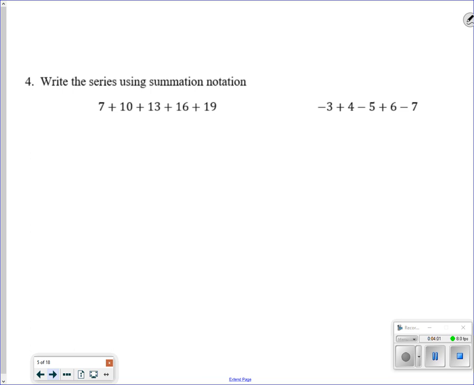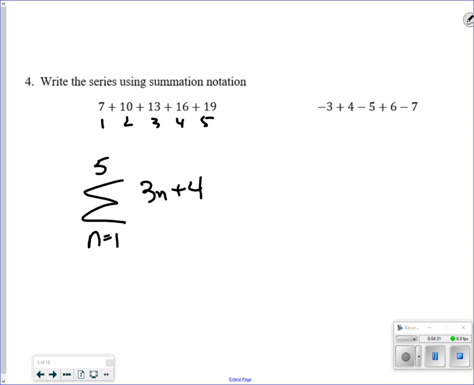Now we're going to do summation notation. Here's what that means. There are 1, 2, 3, 4, 5 terms, so summation notation from n equals 1 to 5. There are 5 terms, and now I have to actually write the rule. What's happening each time? It looks like they're adding 3 every single time. So 3n plus 4. Would that work for each one of those? Sure it would. Put 1 in for n, I get 7. Put 2 in for n, I get 10. Put 3 in for n, I get 13, and so on. So that is what the summation notation would be for this particular situation.